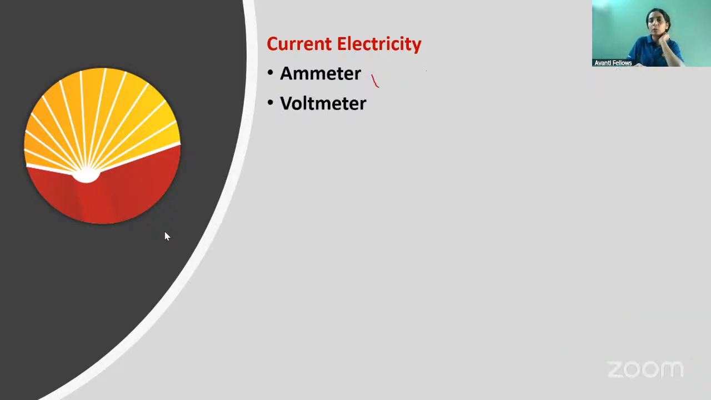Now, ammeter and voltmeter. So what is an ammeter? An ammeter is basically a galvanometer used to measure current in the circuit. How do we connect an ammeter in our circuit? We connect the ammeter in series. If I have a circuit and I have to measure the current, I will connect the ammeter in series. The work of an ammeter is to measure current, so we connect it in series.